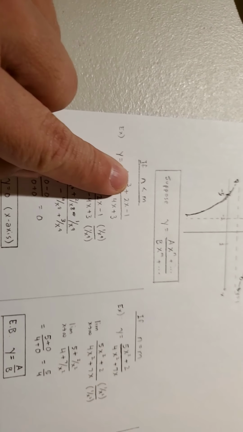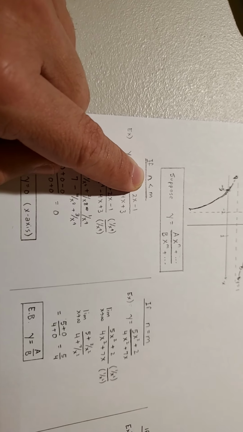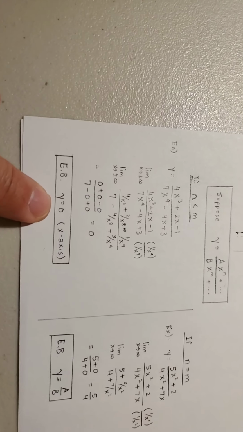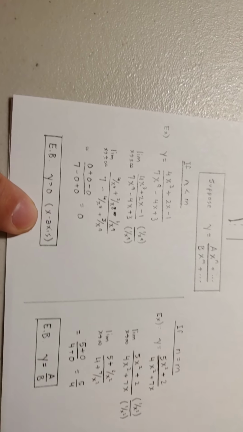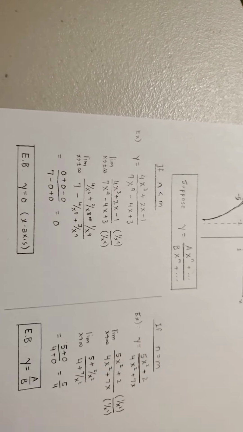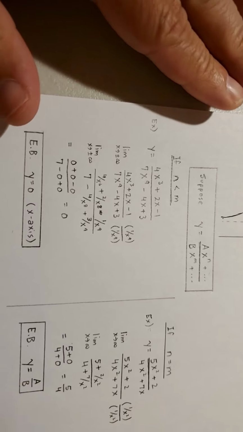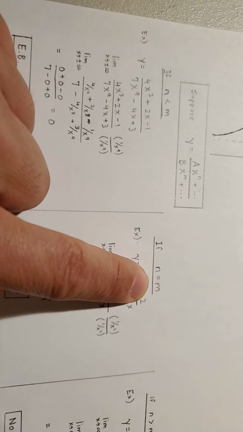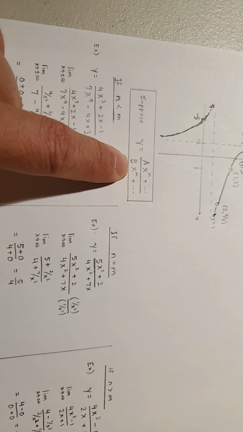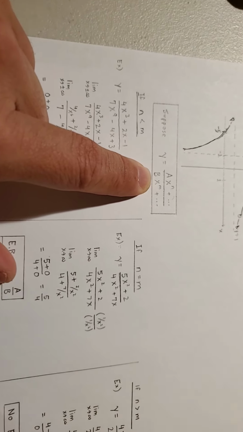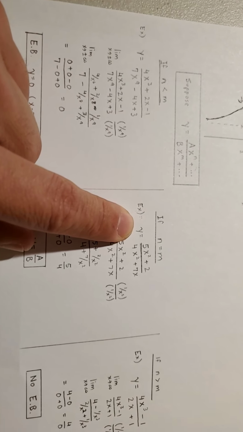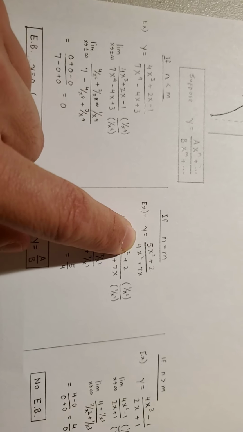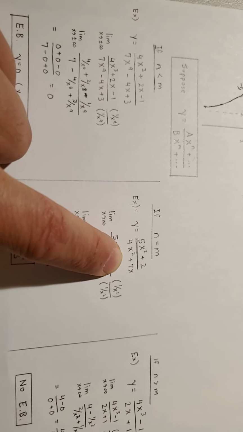So if the numerator has a smaller polynomial size than the denominator, then your end behavior is going to be the line y equals 0, or the x-axis. And that's something that we've always been seeing so far. But now what happens if you have, say, n equal to m, where the size, the rank, of the polynomial in the numerator and the denominator is the same? So once again, here's another example of that, where you have 5x squared plus something, divided by 4x squared plus something on the bottom.